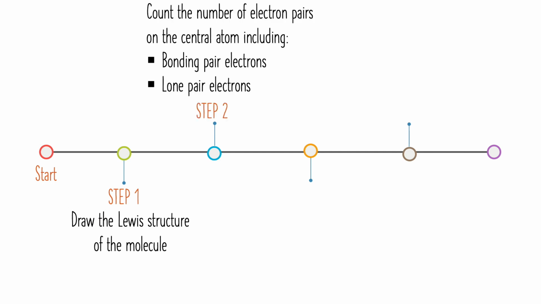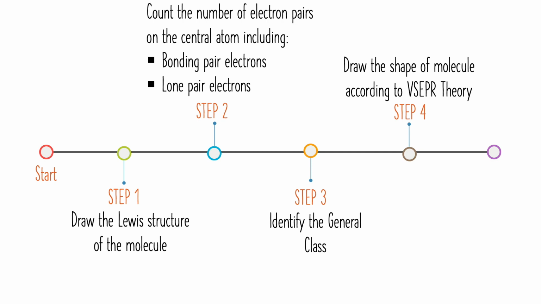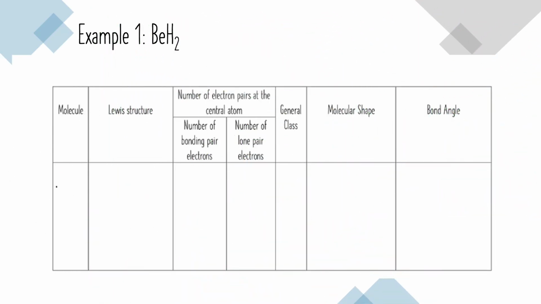Next, count the number of electron pairs on the central atom, including the number of bonding pair electrons and lone pair electrons. The third step is to identify the general class. And finally, draw the shape of the molecule according to the VSEPR theory. Let's say that if we have BeH2 as an example, the Lewis structure would be like this.